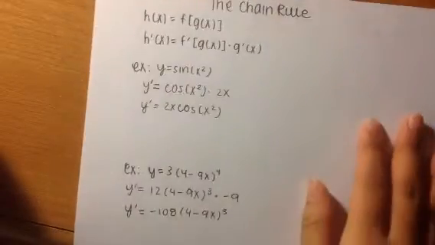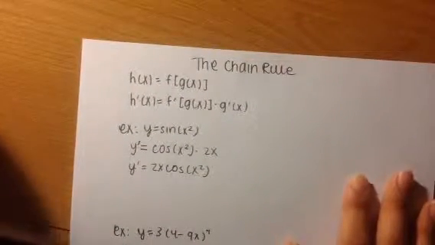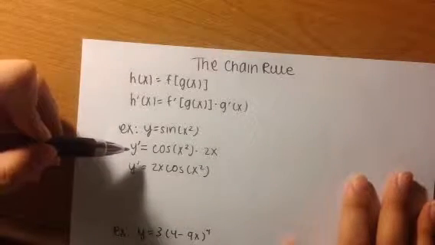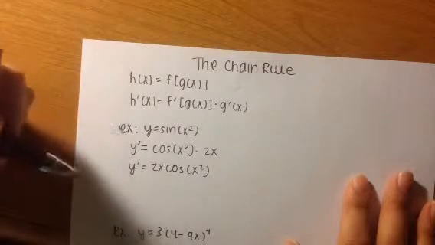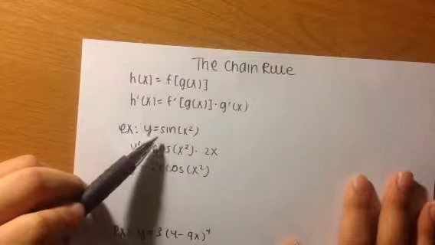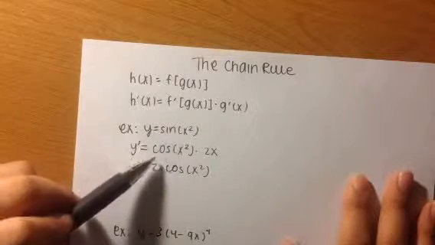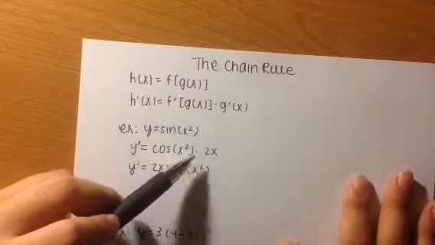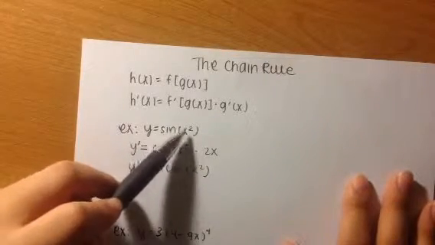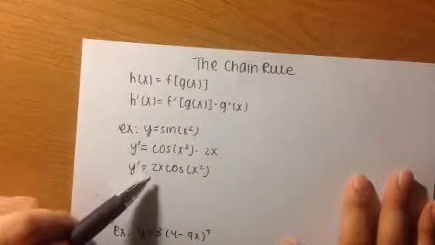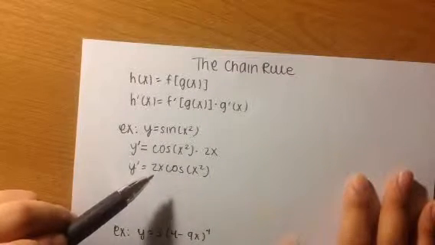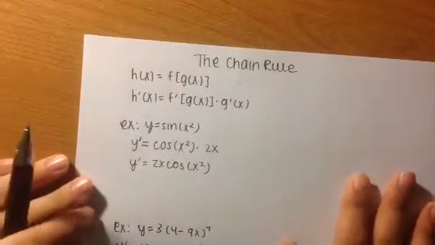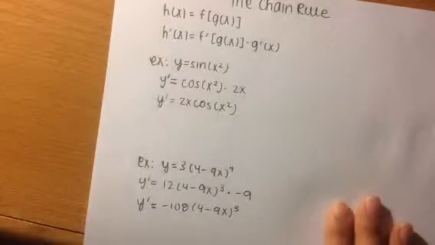So I'm going to apply that onto the first example, which is y is equal to sine x squared. So we are going to start off with y prime, which is equal to the derivative of the outside, which is sine. The derivative of sine is cosine. Again, we're leaving the inside the same, times the derivative of the inside, which for x squared is 2x. So that gets you 2x times cosine of x squared, sorry.